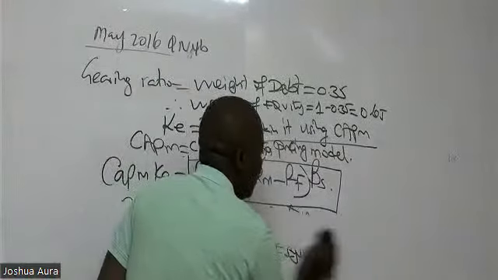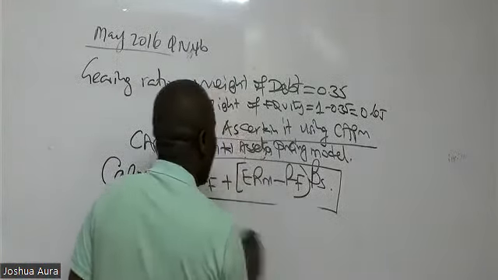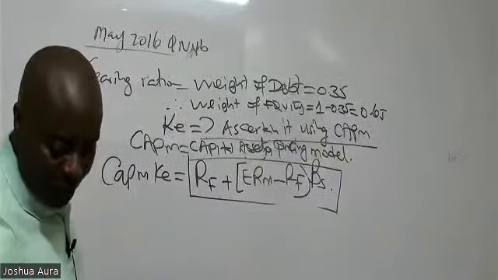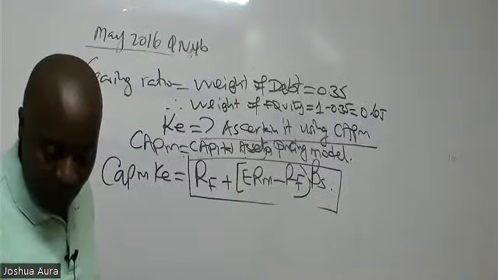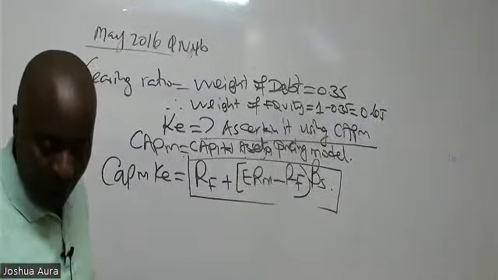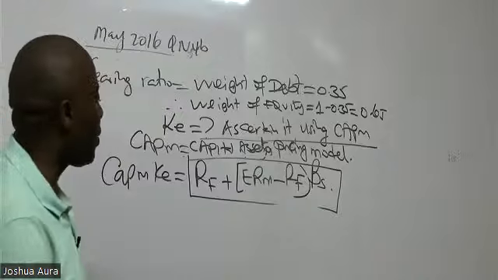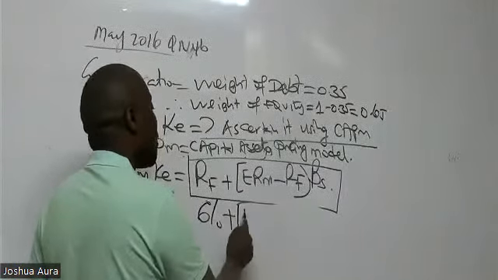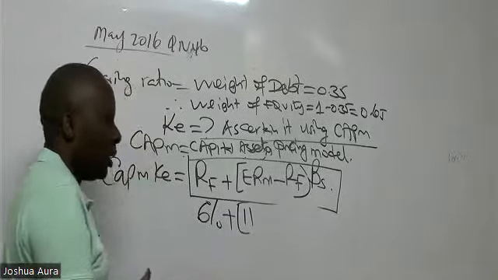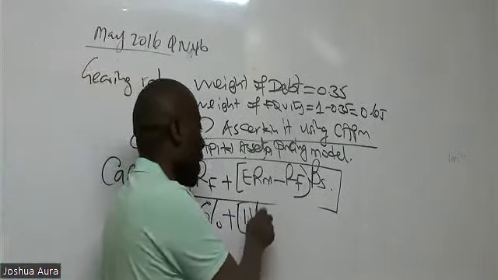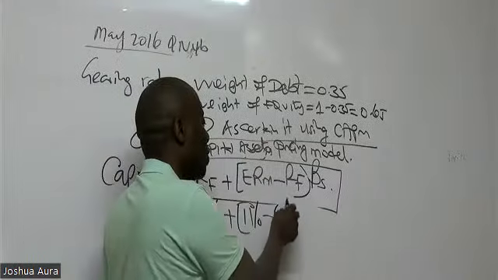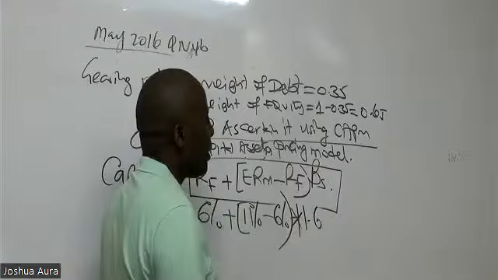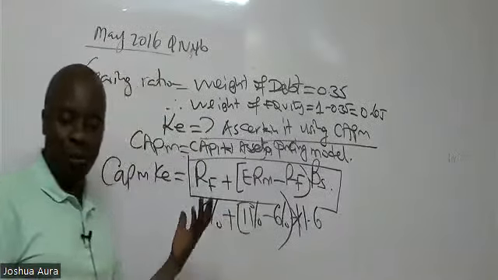The most important thing here is that they have already given us the risk-free rate of return in the last sentence. The risk-free rate of return is 6%. So 6% plus, they have also given me the market return of 11%, minus this 6%, multiplied by beta, which was 1.6. Here you have to be very careful with BODMAS.